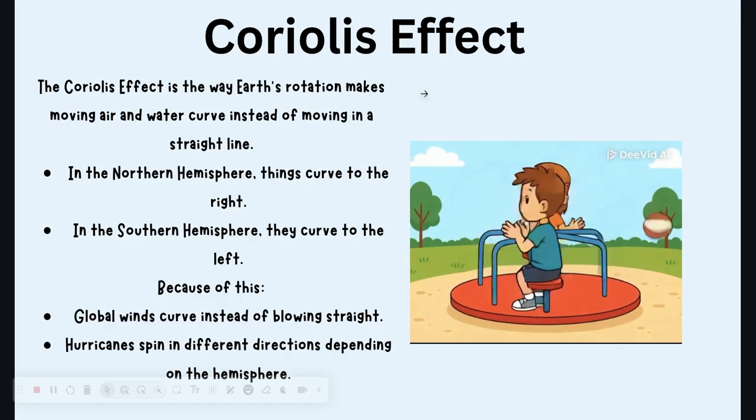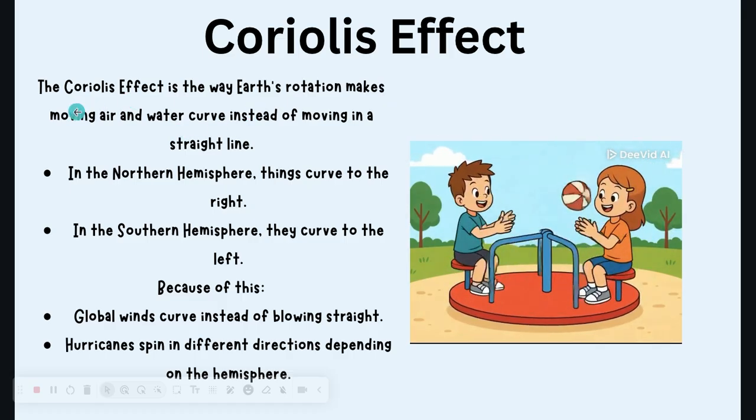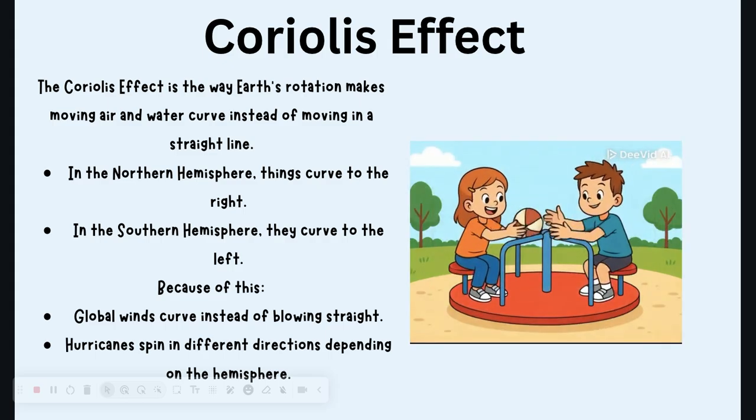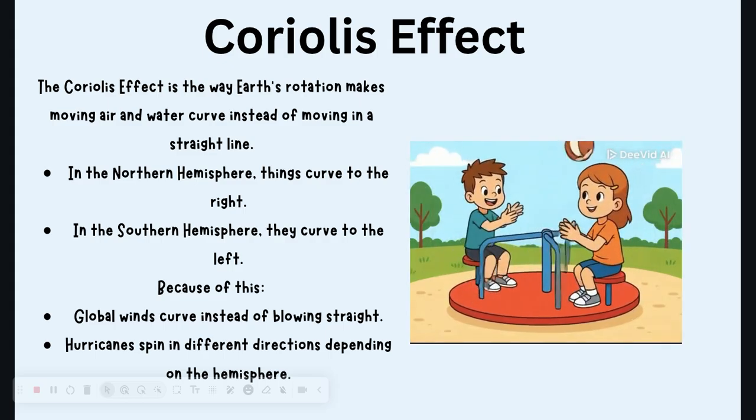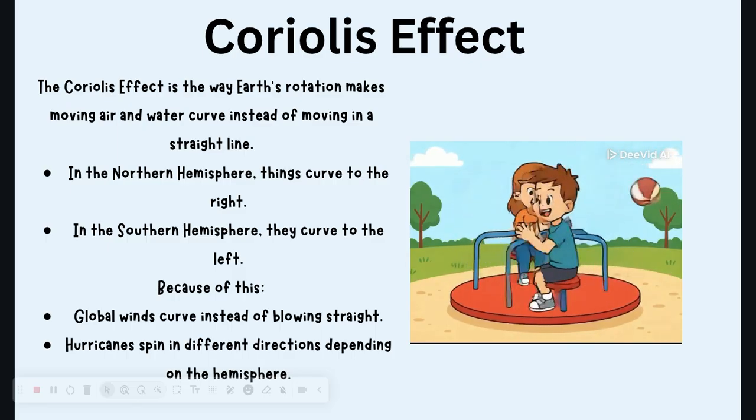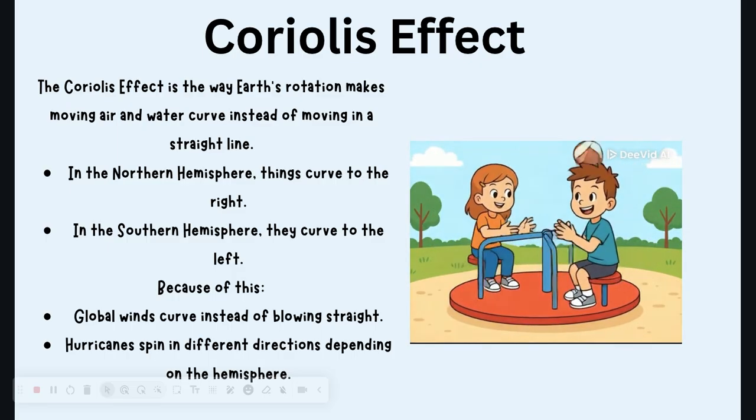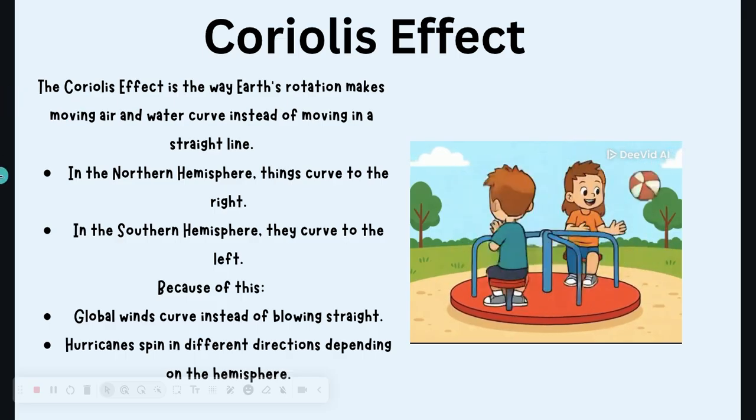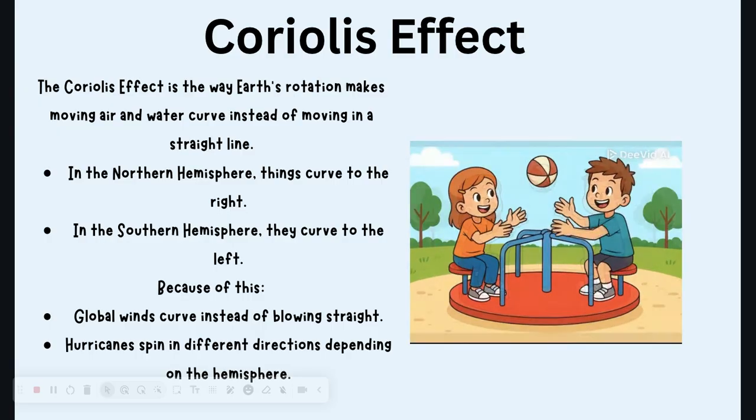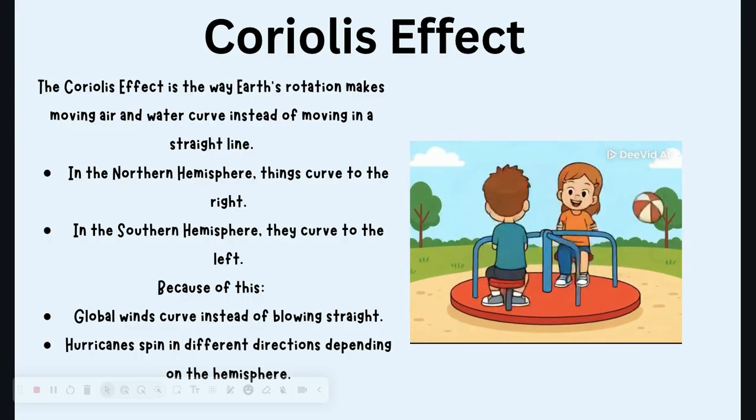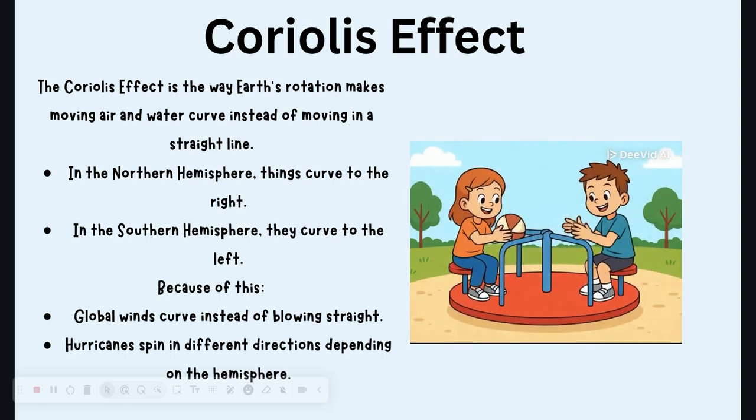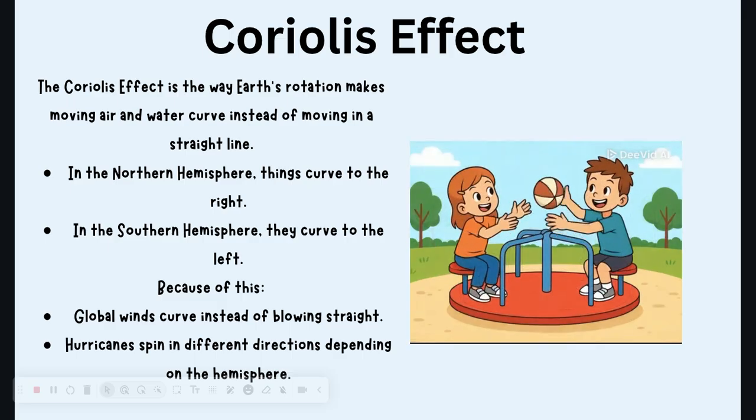So what you need to know, in the northern hemisphere, things curve to the right. And in the southern hemisphere, things curve to the left. Those are part of your answers there in that center box. I'll give you a minute to get that. And then it says, because of this, global winds curve instead of blowing straight. Hurricanes spin in different directions depending on the hemisphere that they're in. So that's kind of cool.